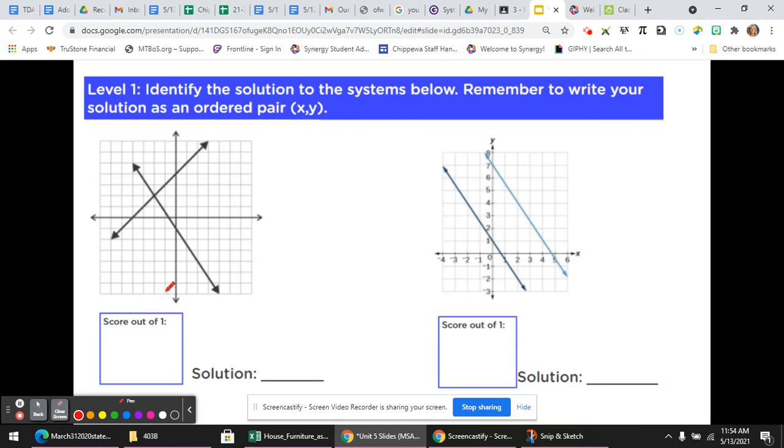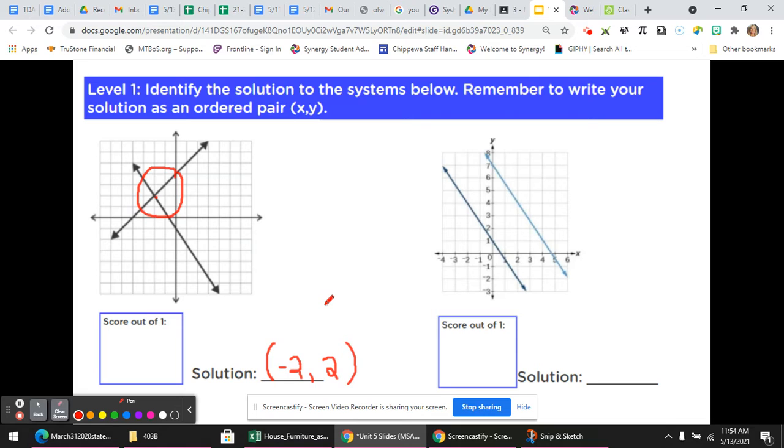Question 1. So this one here says identify the solution to the systems below. Remember to write your answer as an ordered pair. So as I look here, I see my bullseye is exactly at left 2, up 2. So its solution would be left 2, up 2. So here your ordered point would be -2, comma 2. Okay, so check that one out.